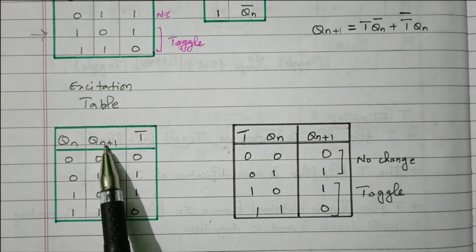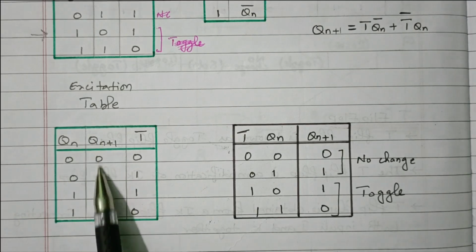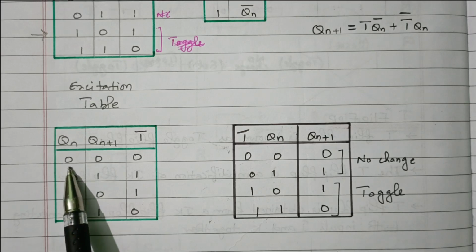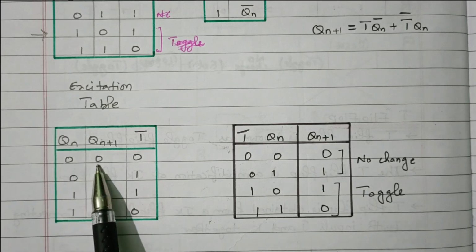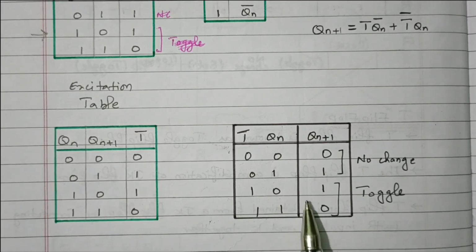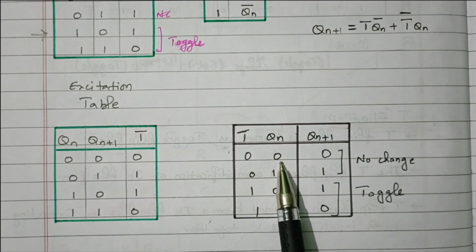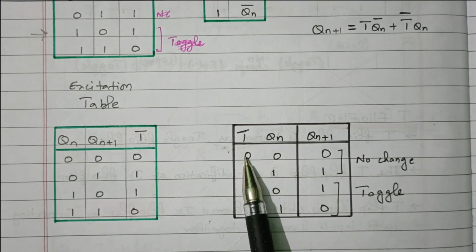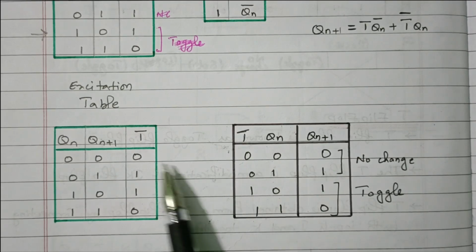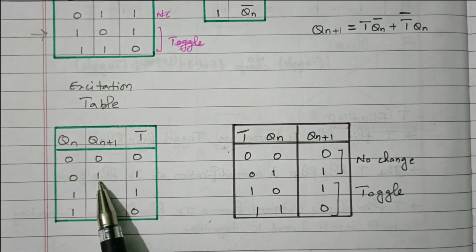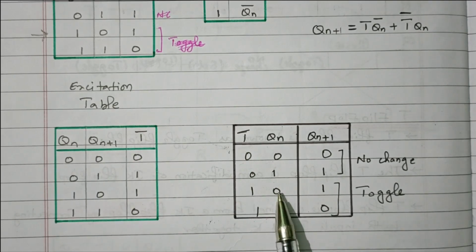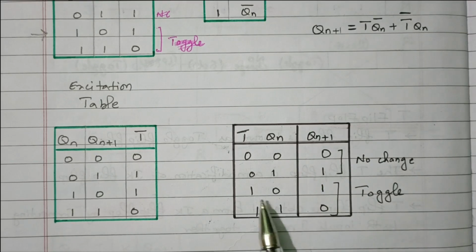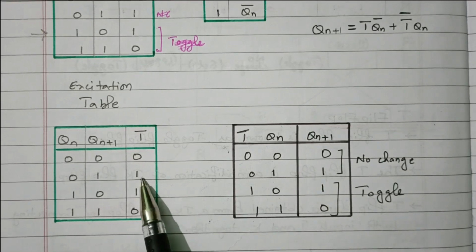So Qn and Qn plus 1 are 2 bits, so there are 4 combinations: 0 0, 0 1, 1 0, 1 1. We'll check the first one. Present state is 0, next state is also 0. From here we see the input we need to give is T as 0. If it is 0 1, present state is 0, next state is 1, the T value is 1.